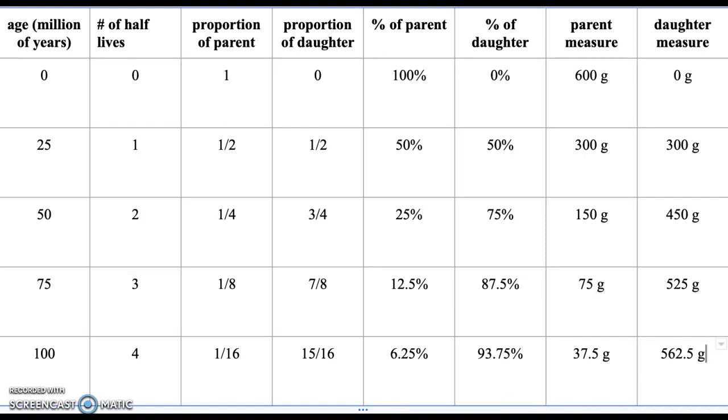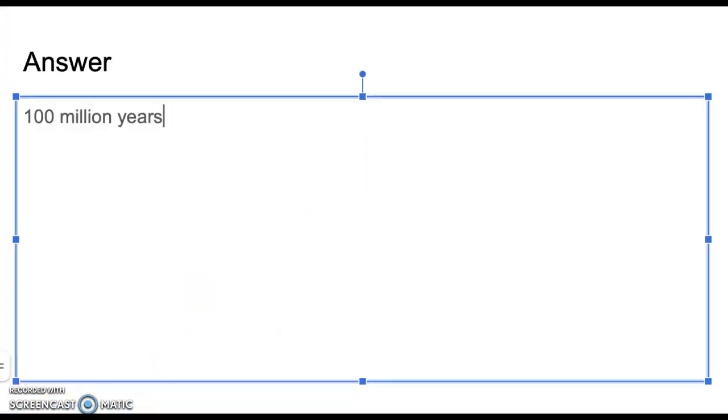And so then by filling out this chart, we can see that when there's 37.5 grams, it has been 100 million years, or 4 half-lives. And so our answer would just be 100 million years for there to be 37.5 grams of parent isotope left.